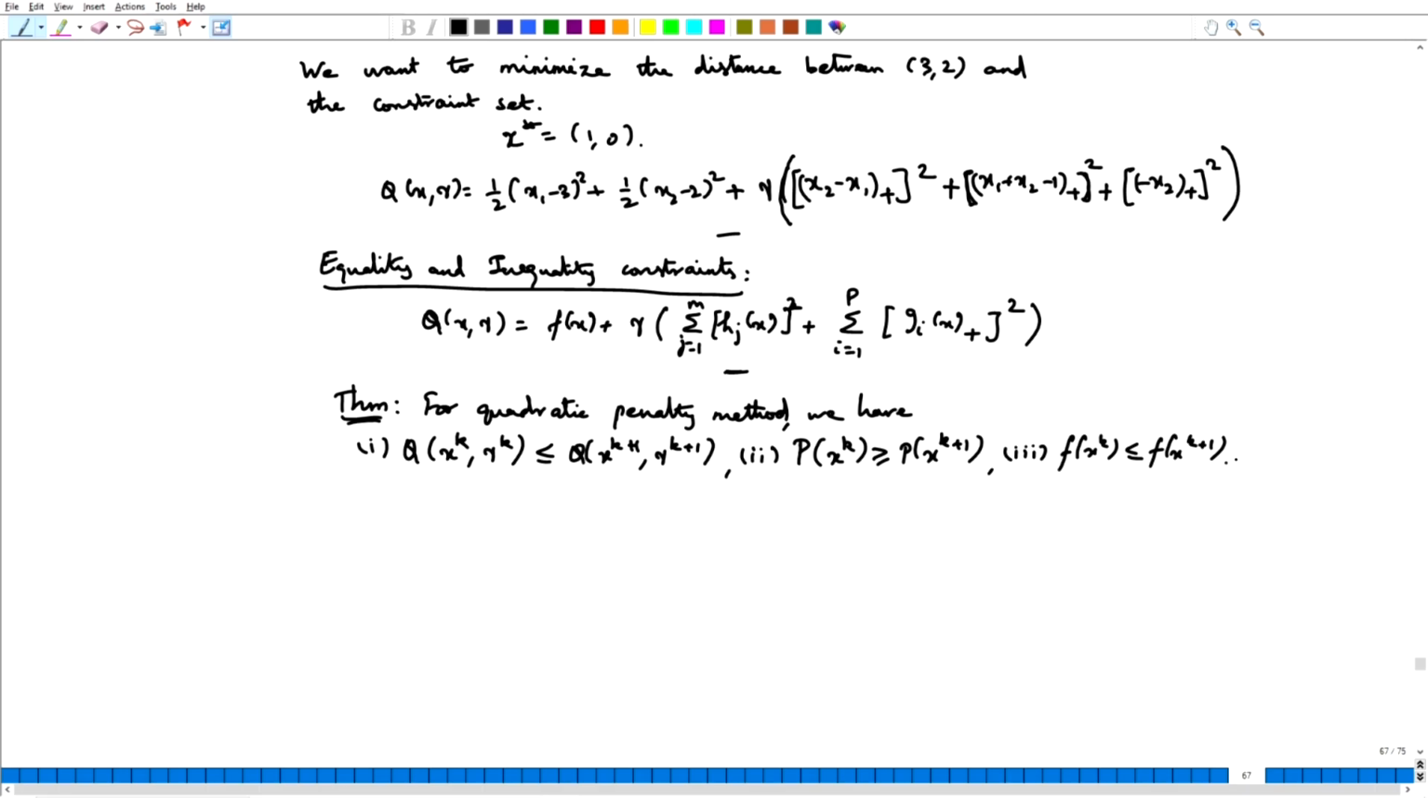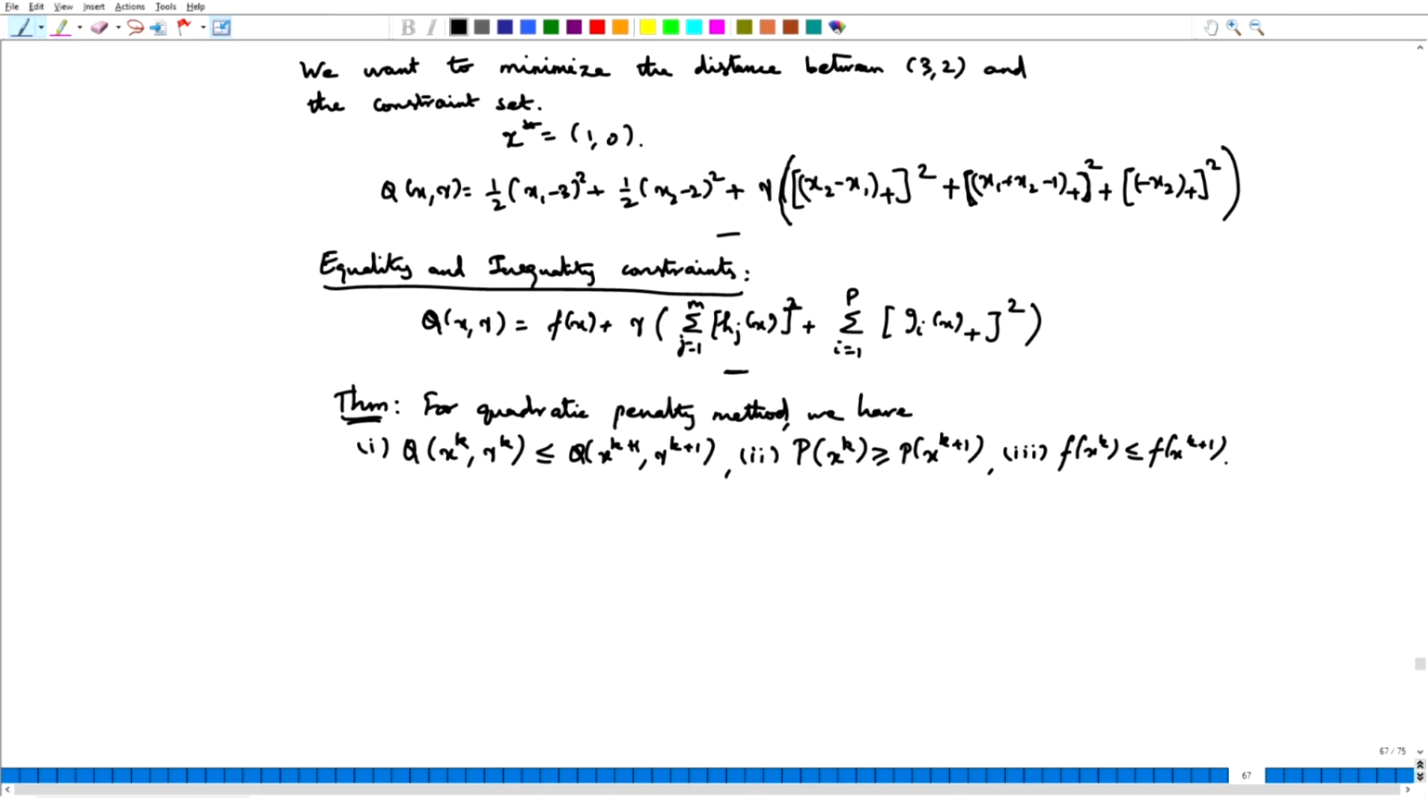So, what this theorem tells us is that it compares what happens between successive iterations. These iterations are of the outer loop, not the inner loop. Take the value of q, the quadratic penalty function that we are minimizing. The value of q keeps on increasing as we move ahead in the iterations. The value of the penalty keeps decreasing as we go further into the iterations, and the value of the objective function keeps increasing.